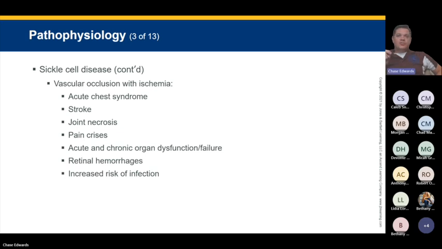Some other stuff you'll have is acute chest syndrome, which is going to be the hypoxia, dyspnea, so trouble breathing, chest discomfort, and fever with these patients. You can have stroke, joint necrosis, which means joint death. You have pain crisis, which just means extreme, internal pain for these patients. You have acute and chronic organ dysfunction and failure. You have retinal hemorrhages in the eyes. You have increased risk of infection as well. So not good. None of that stuff's good.